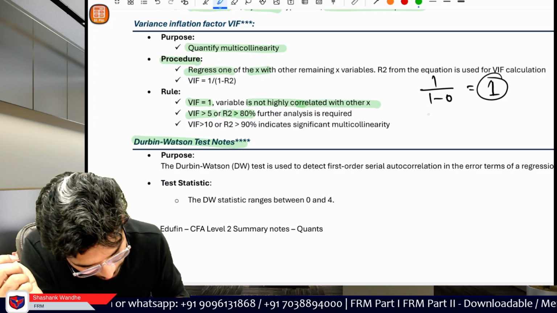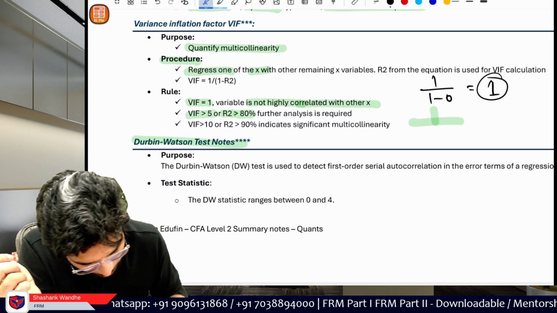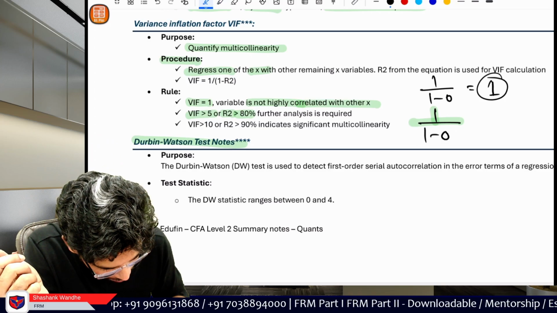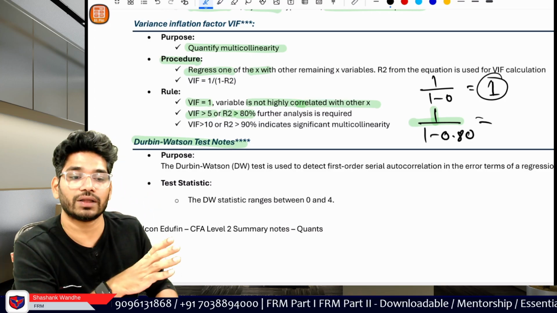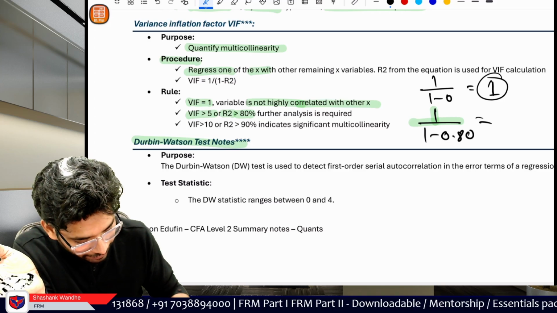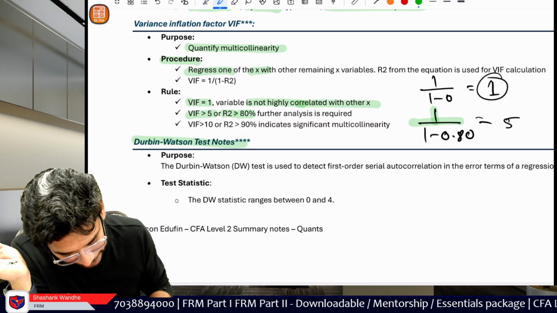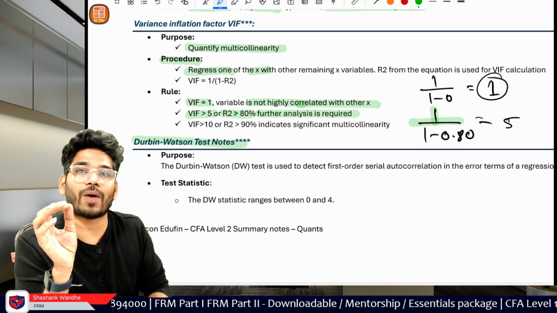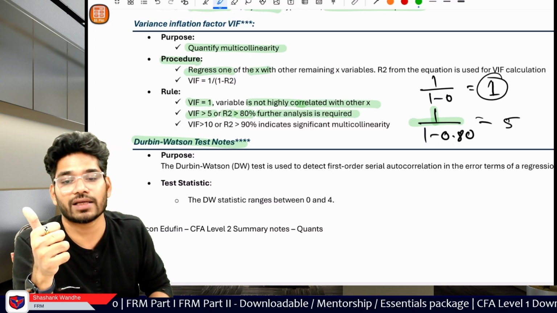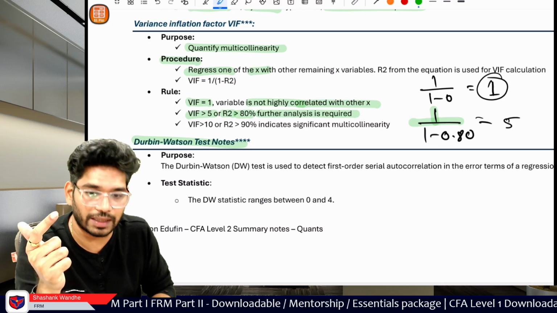You can do the calculation. Just simply do this: 1 divided by 1 minus 0.80. If you simply solve this, you will get 5. Very simple. Then further analysis is required. You can't say yes, there is multicollinearity. You can't say there is no multicollinearity.